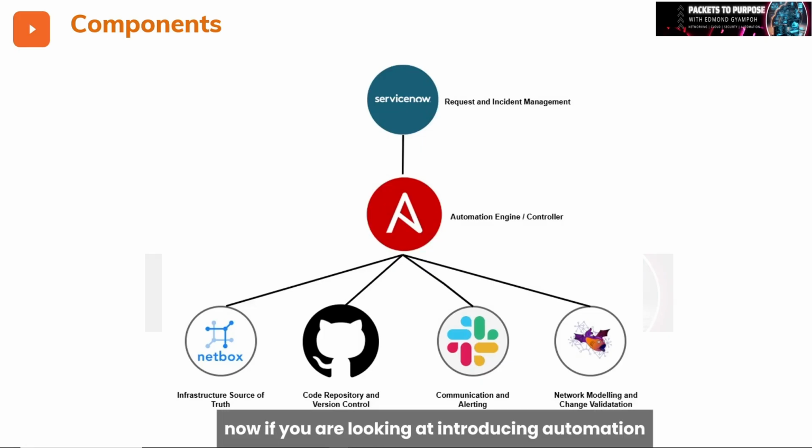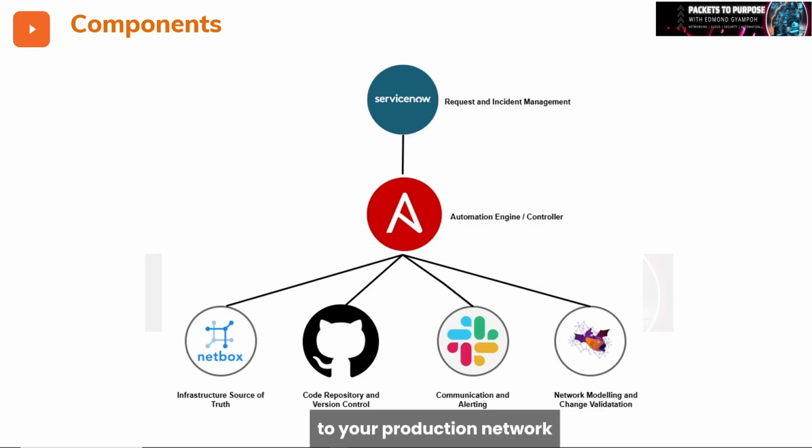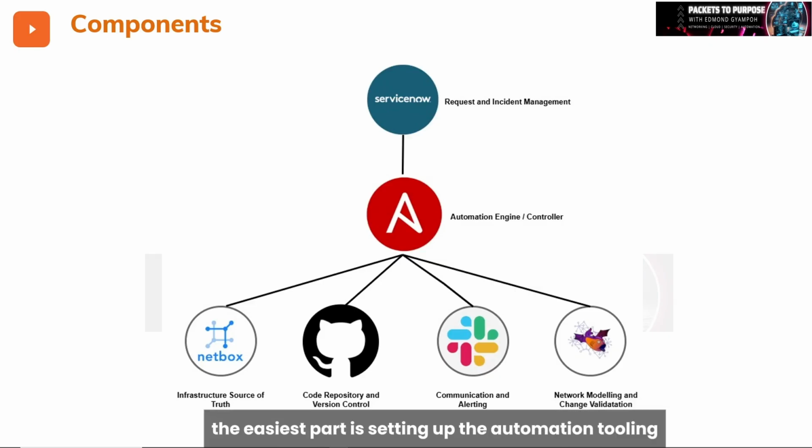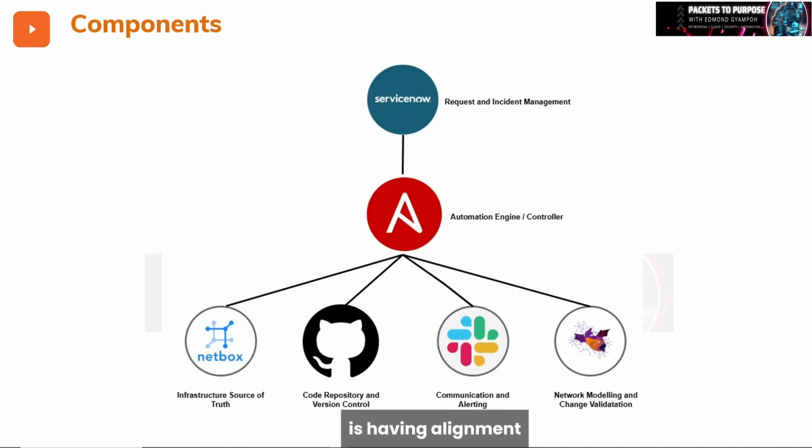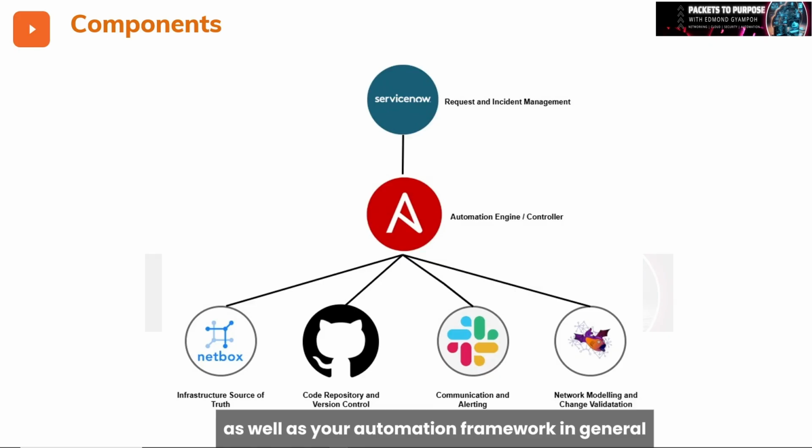Now, if you are looking at introducing automation to your production network, the easiest part is setting up the automation tooling or the stack, like we would do in this series. The difficult part is having alignment on the business case for automation, why automation is needed, the use cases for automation, what your processes look like today, and what the target outlook is, as well as your automation framework in general. In short, you would need an automation roadmap document that captures these. You discuss with the various stakeholders. You have alignment before you start.